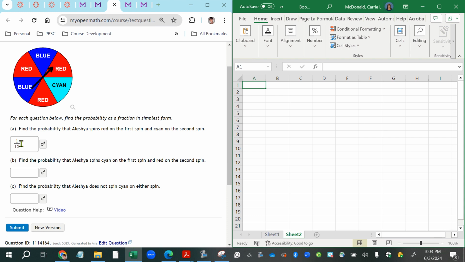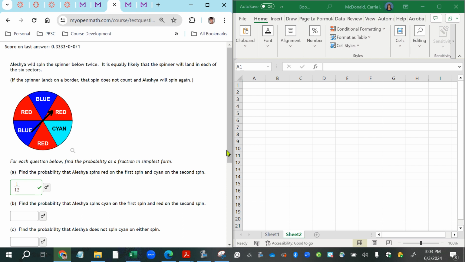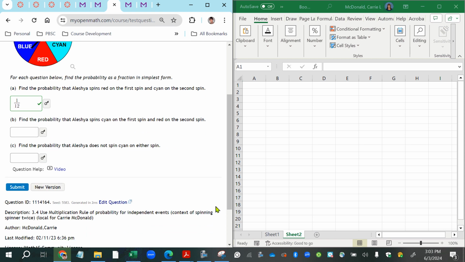All right, so that should be it. I'm going to go ahead and submit it. Cool. So I got that one right. Now, part B. We're going to move a lot more quickly through these other two parts because I've already explained all the things that you need to understand as far as thinking through these.